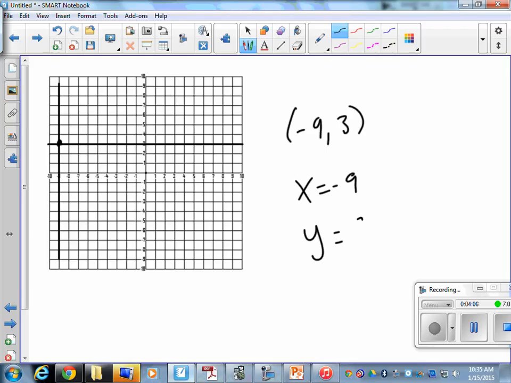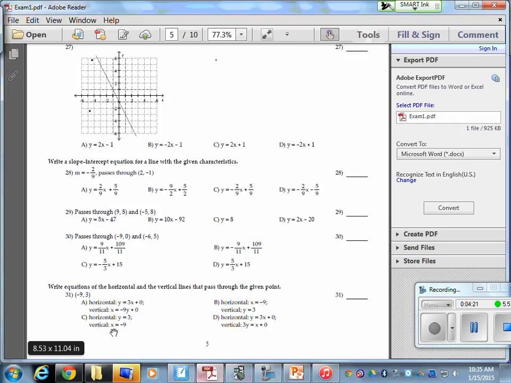The vertical line has to be your x coordinate, so it has to be x equals -9 to hit that point, and the y coordinate has to match the value of your y equals line. So it's x equals -9, y equals 3. Come over here, x equals -9, y equals 3.